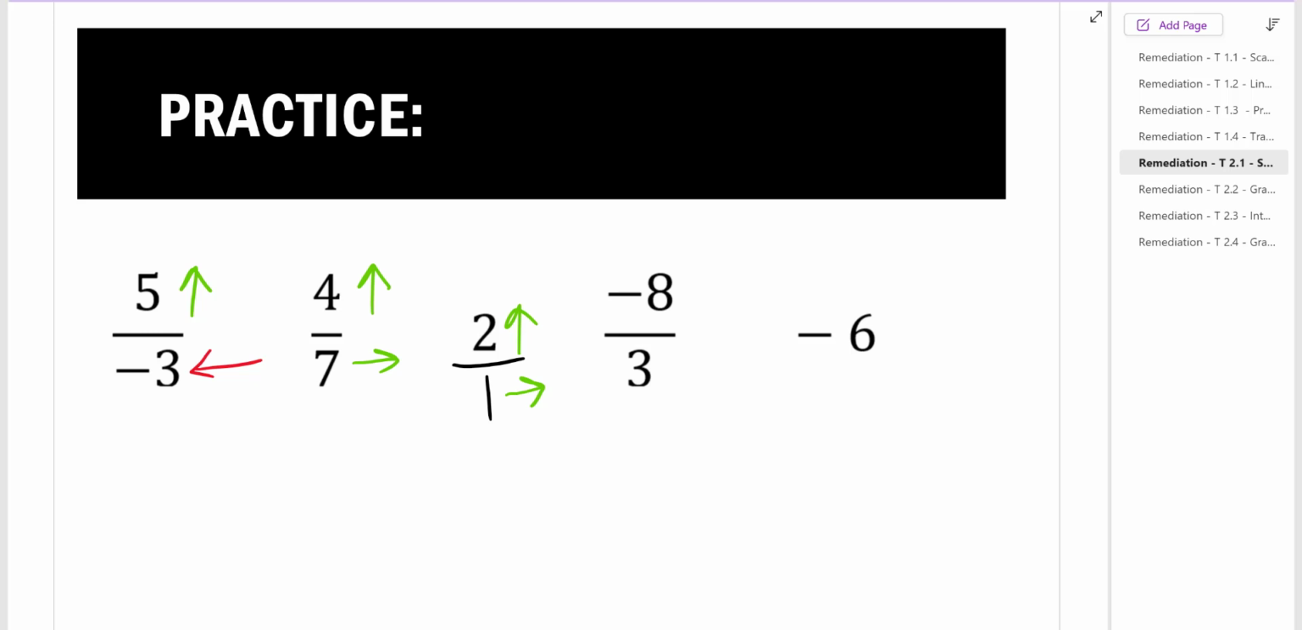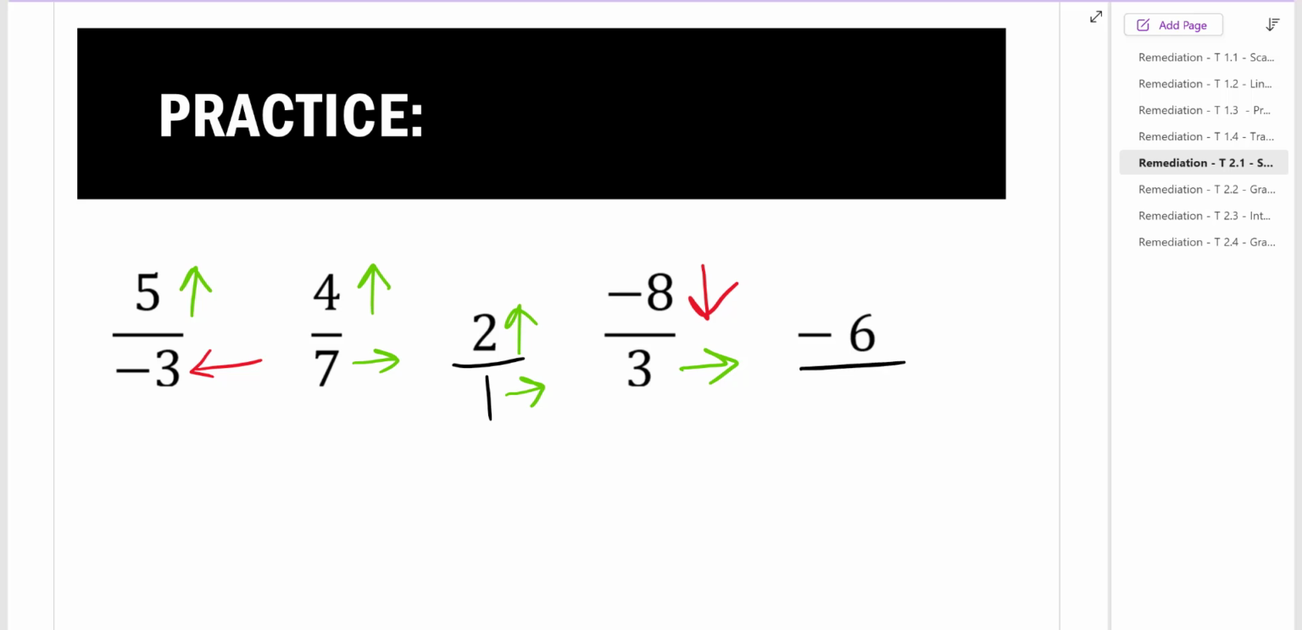Now the other one, -8, means it's going down, but +3 means it's going right. And then for the last one, we have -6. So that means we have another negative number, and it doesn't have a number on the bottom, so you have to write it. So aquí tenemos -6.